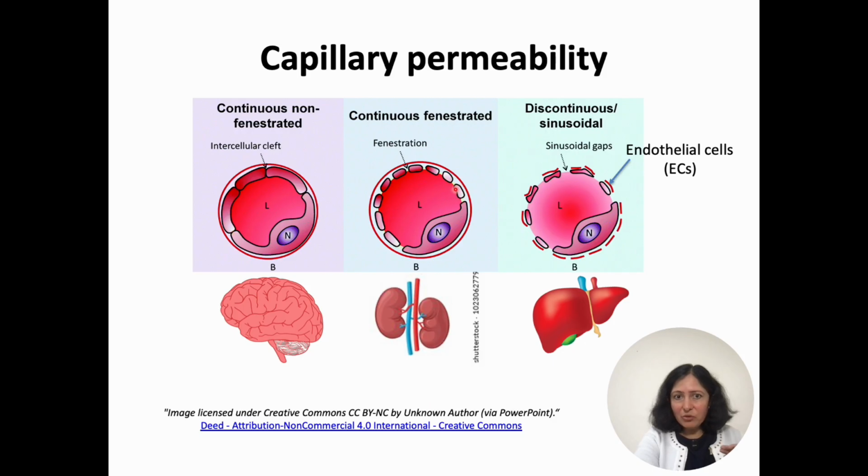The second is the continuous or fenestrated capillaries. They are found in tissues like the kidney, and they have small pores called fenestrations and increased permeability. And on the right are sinusoidal capillaries, or discontinuous capillaries, and these are leaky capillaries. They are present in organs like the liver and spleen, and drugs can pass more easily through these capillaries. And hence it's not just one factor, it's really a combination of many factors that decides drug distribution.